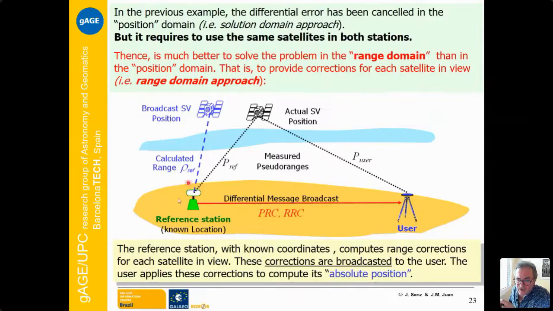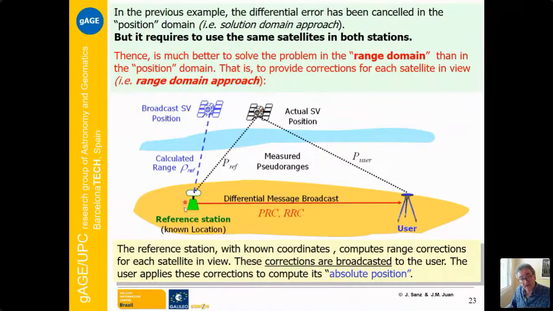Well, we have the reference station with known coordinates. Then we have the navigation message, and we can compute the satellite coordinates using the navigation message. Because the navigation message is not perfect, the broadcast position computed from it will be different from the actual position, but using this broadcast position, we can compute the geometrical range.